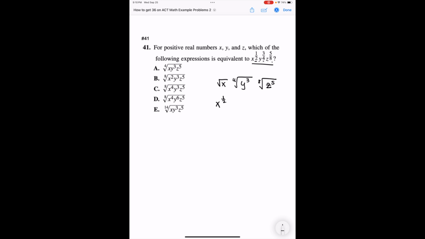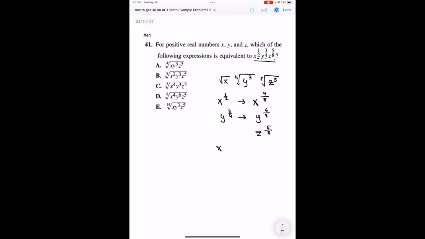So x to the 1/2, instead of saying x to the 1/2, let's make it x how much over 8? Well, that would be 4/8 because 4/8 is equal to 1/2. And then for y, instead of saying y to the 3/4 power, let's say y to the 6/8 power. And then z would just stay 5/8 because that was our common denominator. Now we have all of these over 8. And then that would be x to the 4th power, y to the 6th power, and then z to the 5th power. And so the answer would be D.